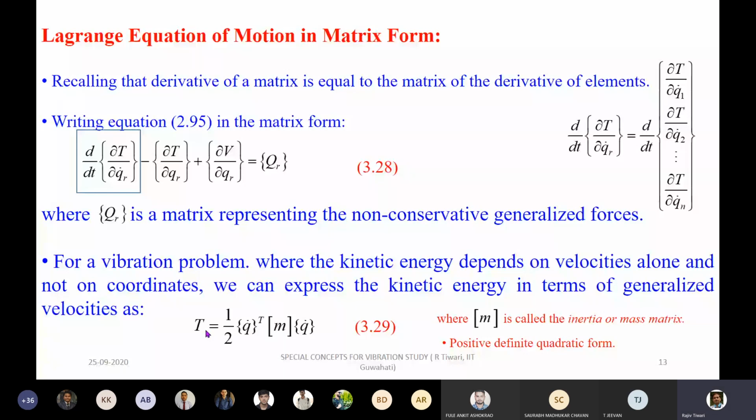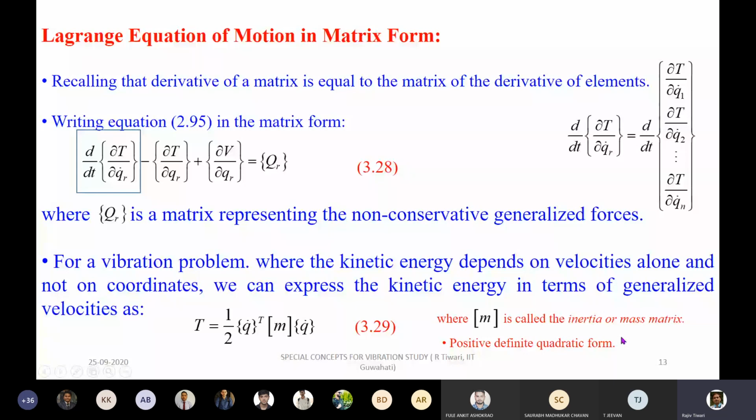Generally, the kinetic energy is always positive. It is zero when there is no motion, but if motion is there, then the kinetic energy has some positive value. So that's why the kinetic energy is called a positive definite quadratic form. Quadratic form because the velocity square form is there. Positive definite because it can never be negative. Always it is positive, or zero when there is no motion. So mathematically it is defined as a positive definite quadratic form.